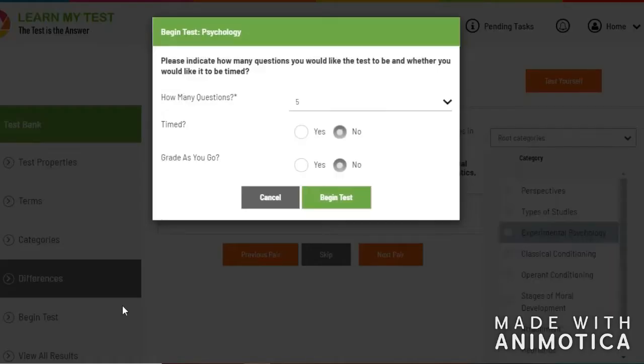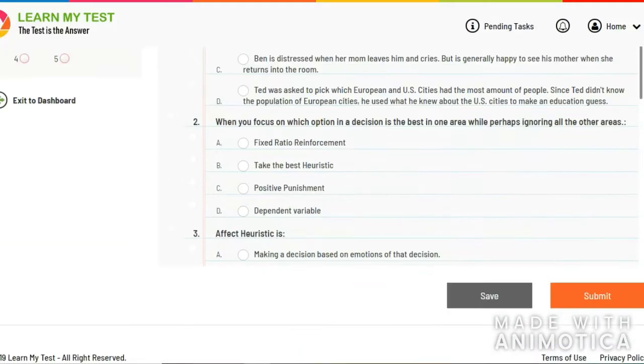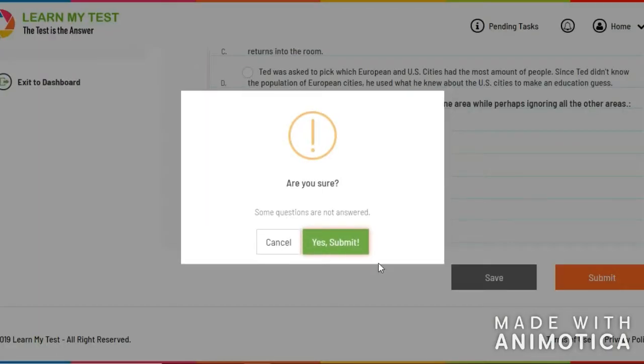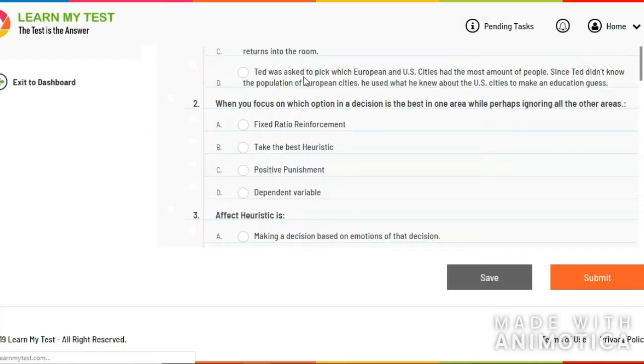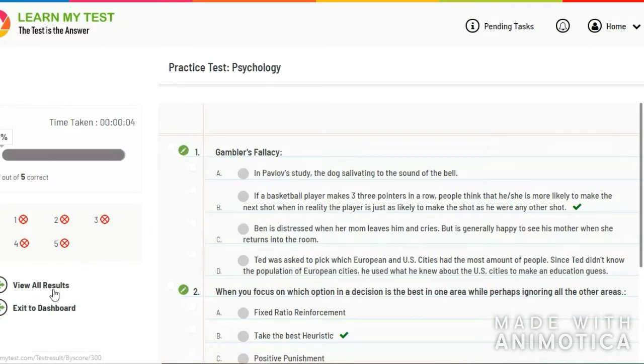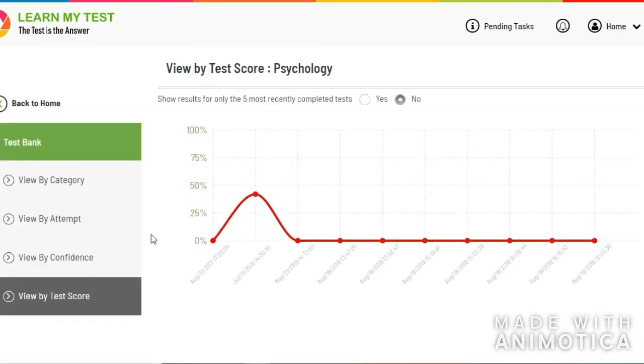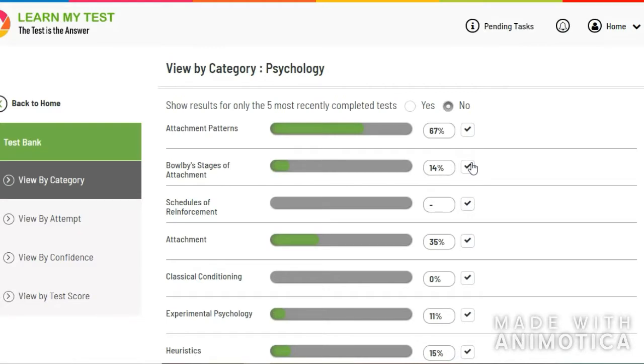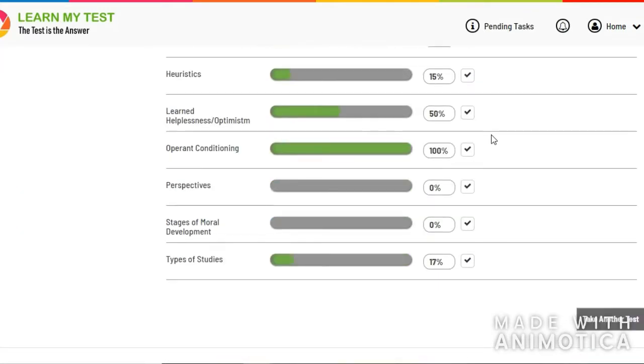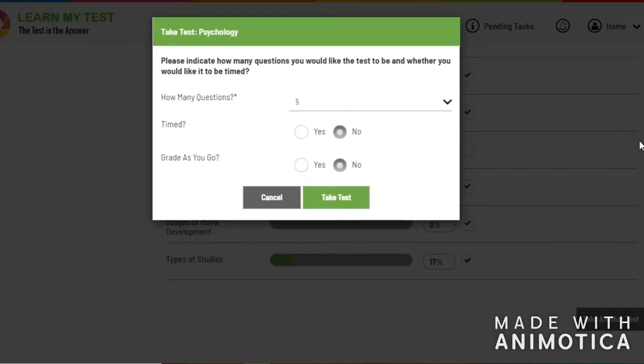And then Learn My Test takes this information and uses it to generate a practice test on what you've just learned. When you're finished with the practice test, you click OK. It'll give you your results of the test, and then you can click on View All Results. And if you organize the test results into categories, you can see your results on each of the categories and focus your next test on the categories you don't know as well. So, maximizing study time. So see, I made 100 on operant conditioning, so I'm not going to focus on that test for the next one.